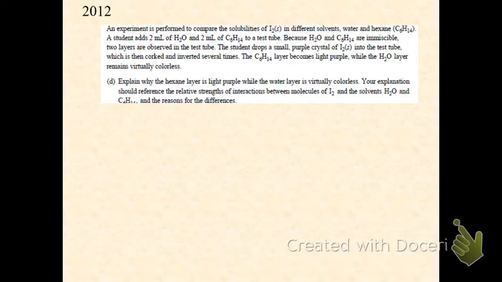So here we have a practice one, and we did an experiment where you compare the solubilities of I2 in water and hexane. A student adds 2 milliliters of water and 2 milliliters of hexane to a test tube. Because water and hexane are immiscible, the 2 layers are observed. The student drops a small purple crystal of iodine into the test tube, which is then corked and inverted. And so the hexane layer becomes light purple, while the water layer remains virtually colorless. Explain why the hexane layer is light purple. Your explanation should reference the relative strengths of interactions between the I2 and the solvents, water and hexane, and the reasons for the differences. So they're telling you specifically to address both of them, so make sure you do that.